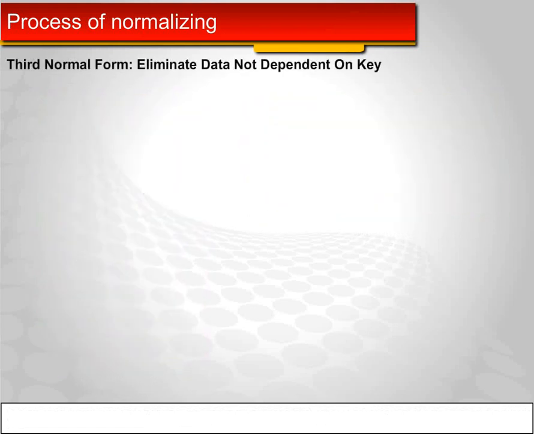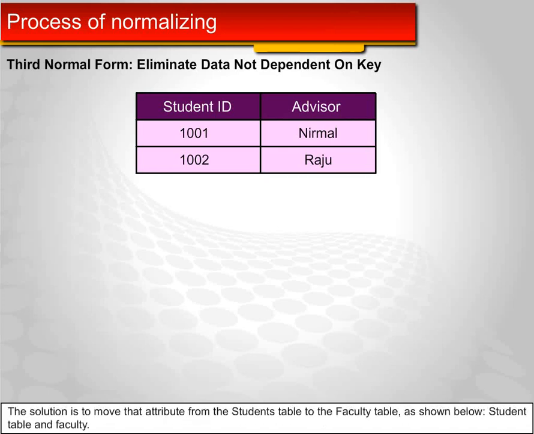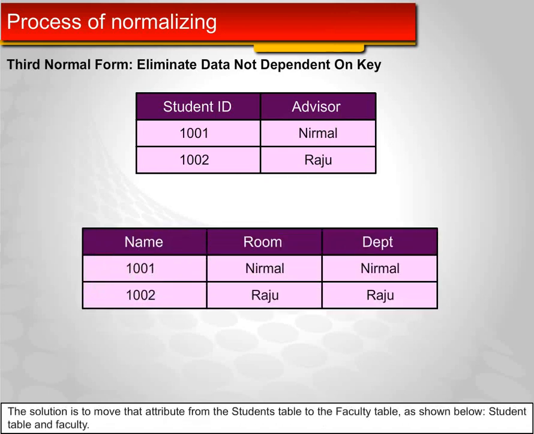Third normal form: eliminate data not dependent on key. Advisor room. The advisor's office number is functionally dependent on the advisor attribute. The solution is to move that attribute from the students table to the faculty table as shown below. Student table and faculty table.